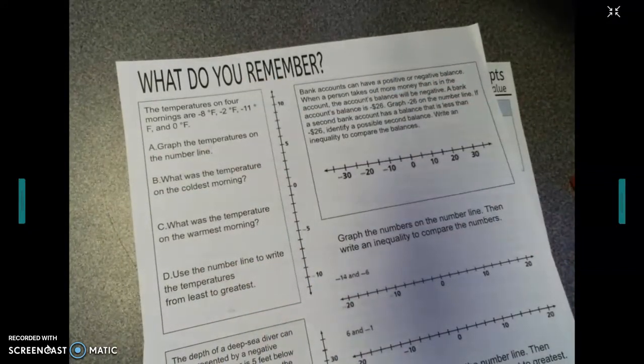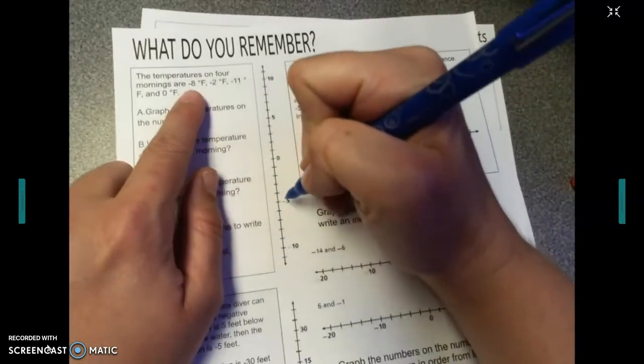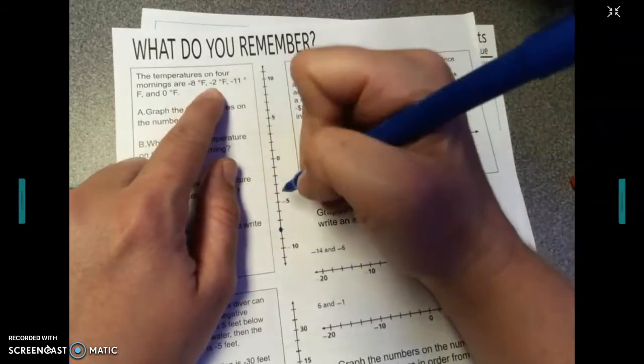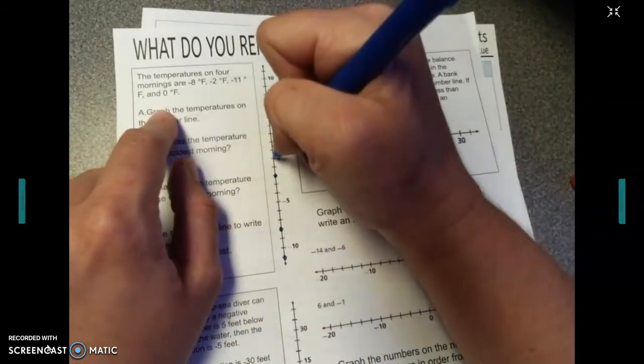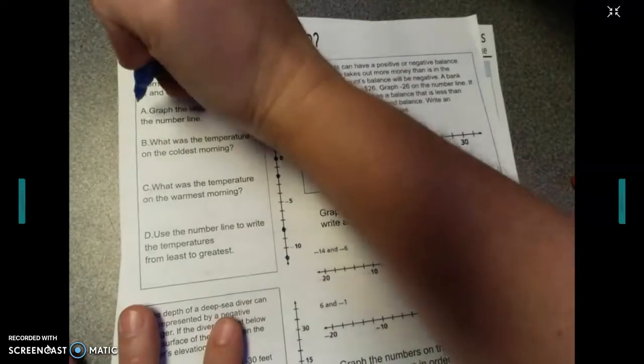The temperatures on 4 mornings are -8, -2, -11, and 0. We're going to graph them. So I have -8. So -5, 6, 7, 8 right there. -2, -11, and 0. So it was very cold there. So we did A. I'm going to check that off.